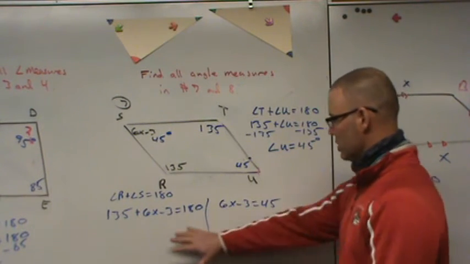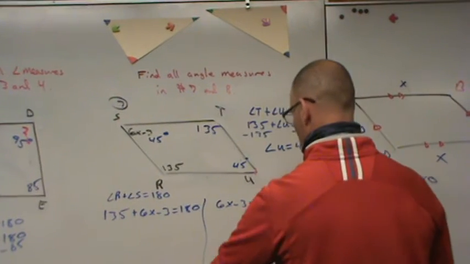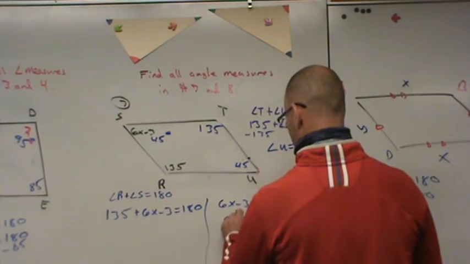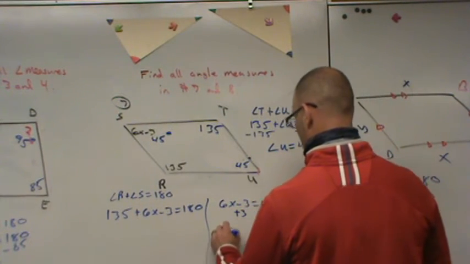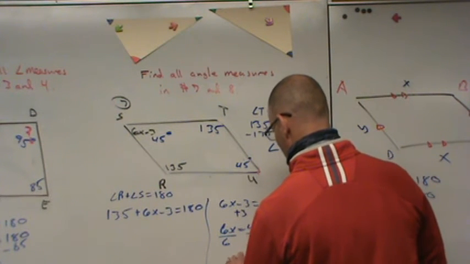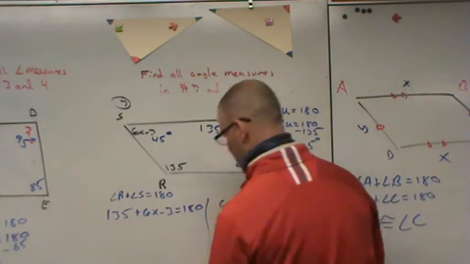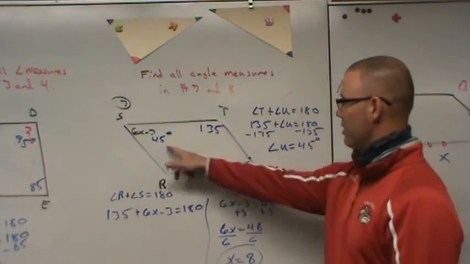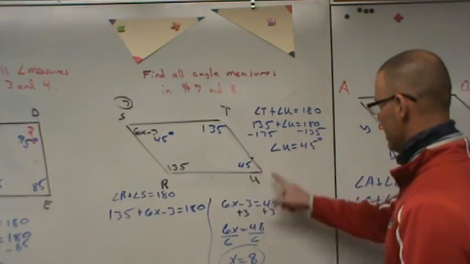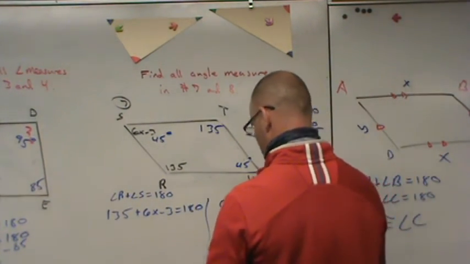Eventually, when you get down here, and after a couple of short steps, these two equations will be the same. So here I have to add 3. 6x is equal to 48. I have to divide by 6, and x is equal to 8. Down here I would get the same thing. X is equal to 8. I found x, and I found the measure of all the angles. And I didn't have a lot of work to do. You could do it either way. There are multiple ways to do this.